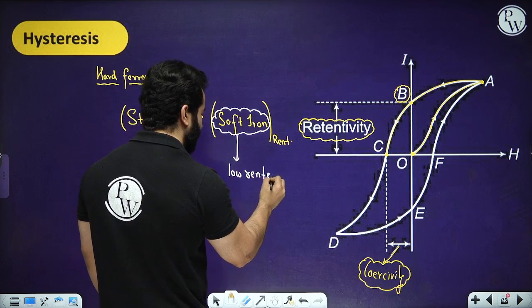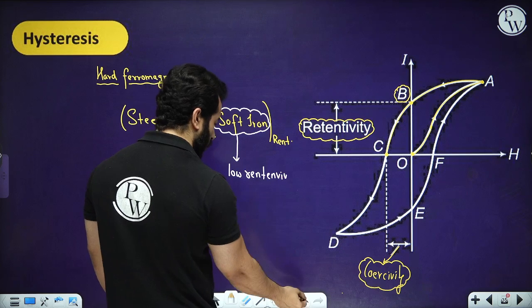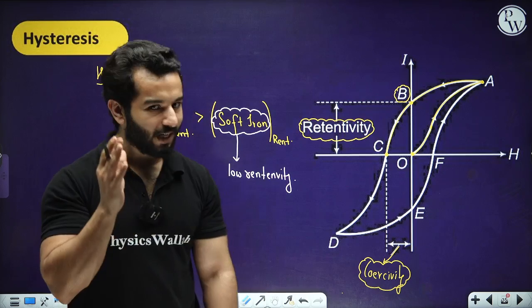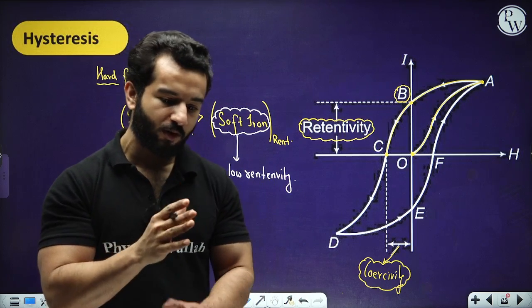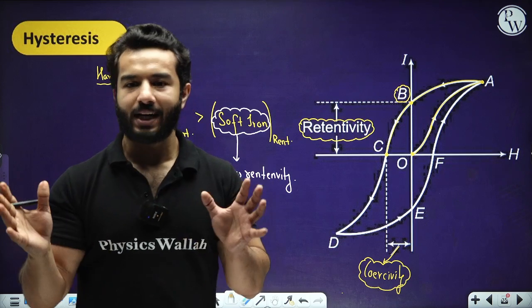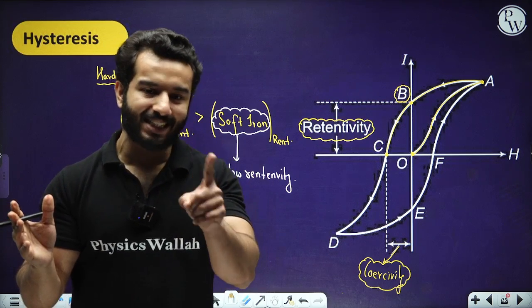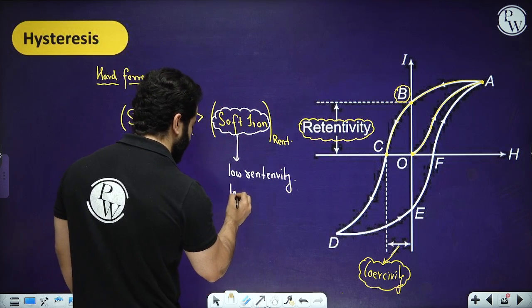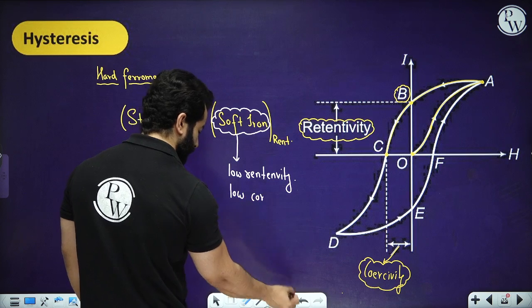That means if we want it to behave like a magnet, we can make it behave so, and when we don't want its magnetic field, we can quickly demagnetize it. The retentivity will be small also. So low retentivity and low coercivity.